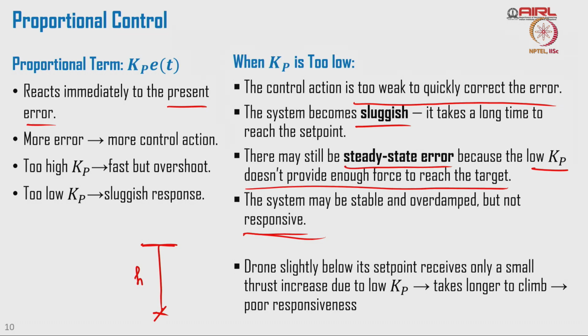Only a small thrust increase due to low Kp. So, if it should be at height h, but at that point of time it is not at that height, but slightly below its set point, then only a small thrust can be increased due to low Kp. This takes longer to climb from this height h hat to the final height h. So, we say that it has poor responsiveness.